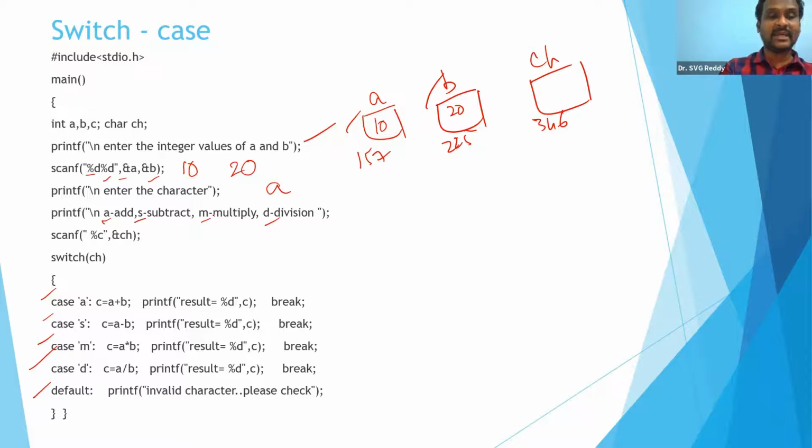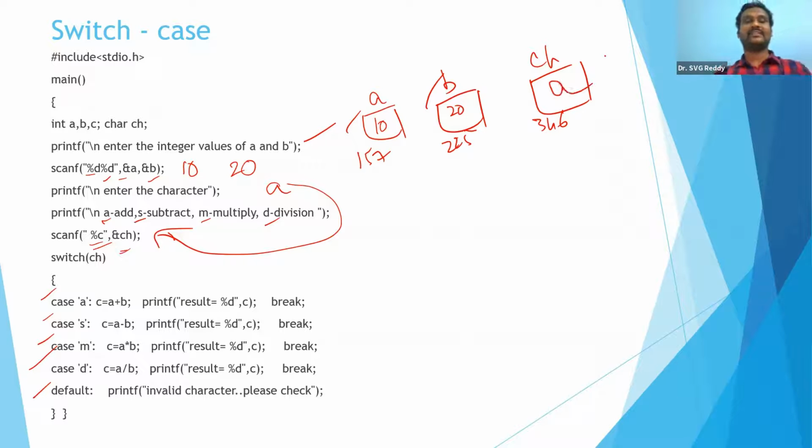So by just seeing, oh, A is to add, S to subtract. Yeah, I want to add something. Then the end user will get interested: oh, I want to add 2 values now. So A will be taken by this %c. First we said %d, and then %c, which is a character type, into the address of CH. So A is taken here. Please understand.